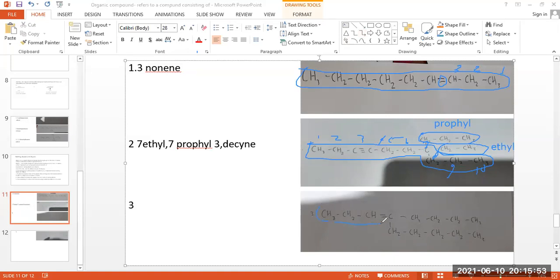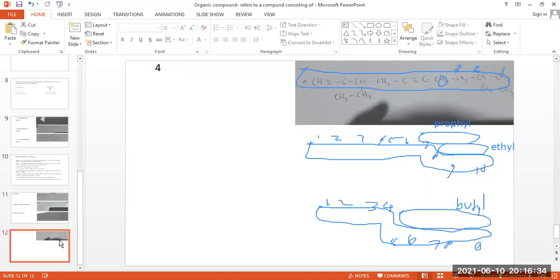This is the longest parent chain. And this is the branch. We count from the closest double bond. 1, 2, 3, 4, 5, 6, 7, 8, 9. This is butyl. So we name this one as 4-butyl-3-nonene, because the double bond is at number 3. Okay, next one, number 4.